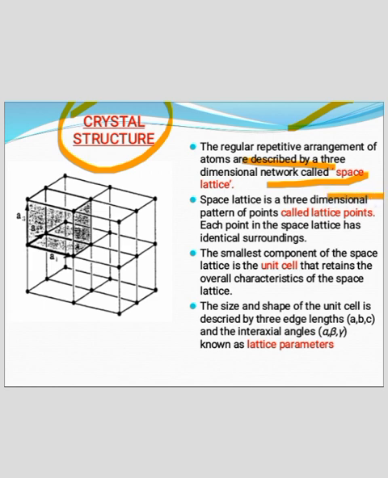A space lattice is a three-dimensional pattern of points, called lattice points, in the corners. Each point in the space lattice has identical surroundings. The smallest component of the space lattice is the unit cell, which retains the overall characteristics of the lattice. The size and shape of the unit cell is described by three edge lengths a, b, c, and the interaxial angles alpha, beta, gamma, known as lattice parameters.